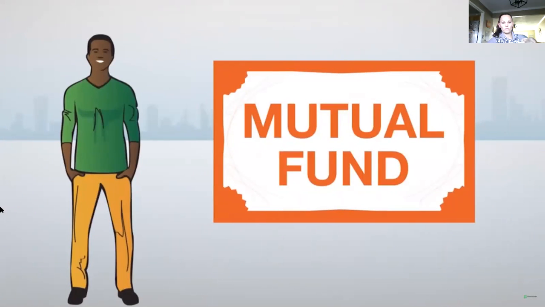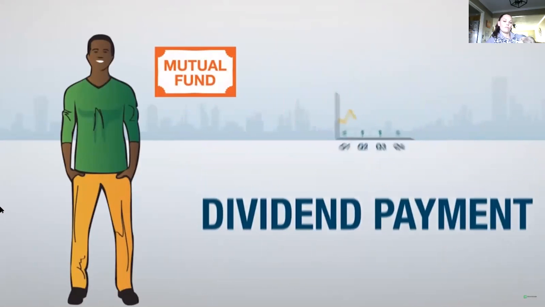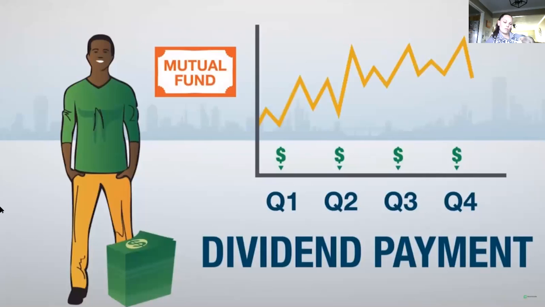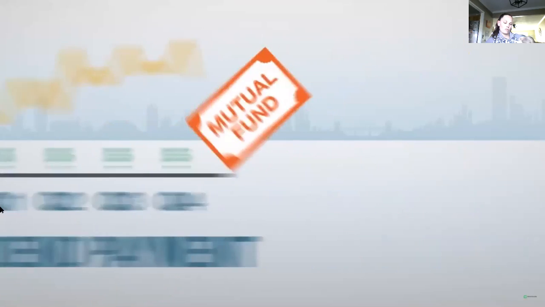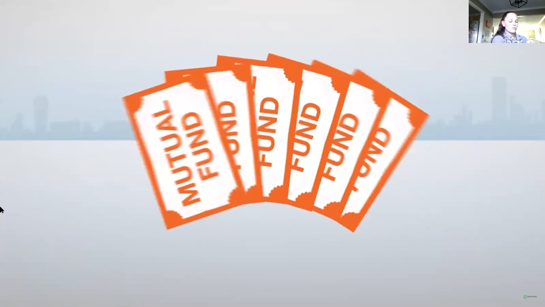Another way an investor might make money through a mutual fund is from a dividend payment, which is when a mutual fund pays out a portion of its earnings to shareholders. However, when the fund's assets fall in value, the fund's shares do the same, which is a risk of owning a mutual fund. One benefit to mutual funds is the variety of mutual funds available. Our investor chose a mutual fund that invested in stocks. However, there's a mutual fund for almost every type of investment.